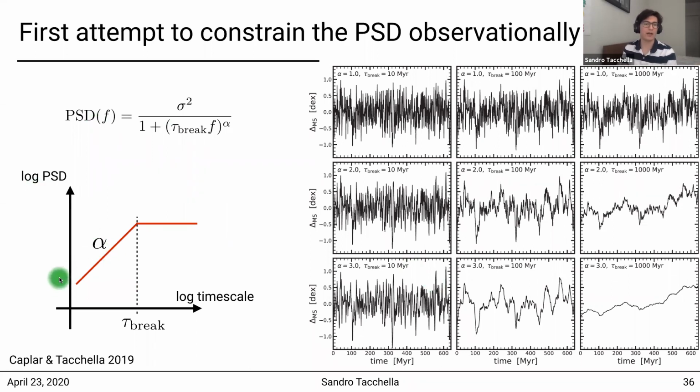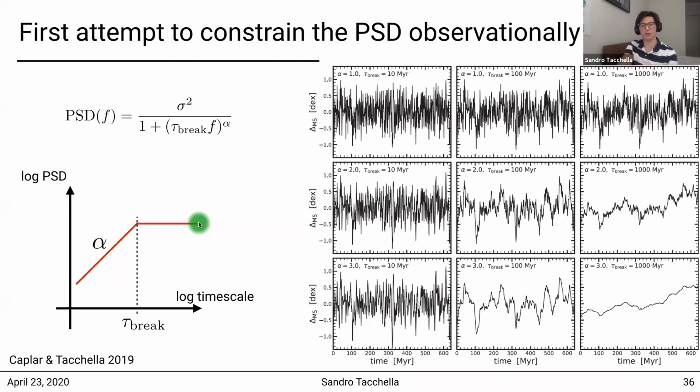Again, the motivation there was not really based on theory because there was not really a theoretical prediction at that time. But the motivation was that the star formation history is somehow correlated on these shorter timescales. And then there is a break in the power spectrum. And on the long timescales, we just assume it's basically white noise. So it's basically uncorrelated.